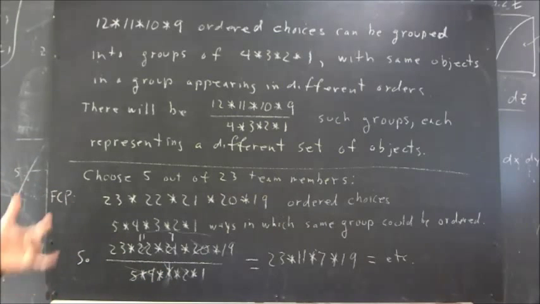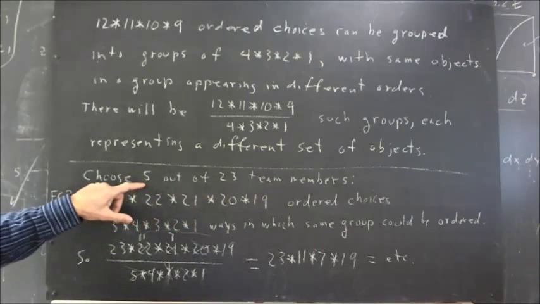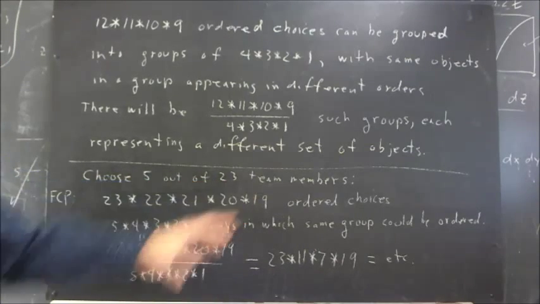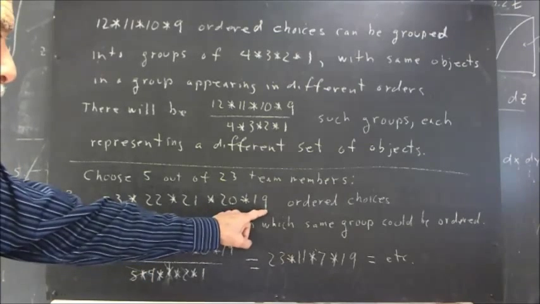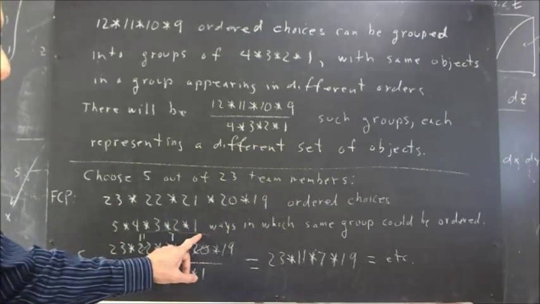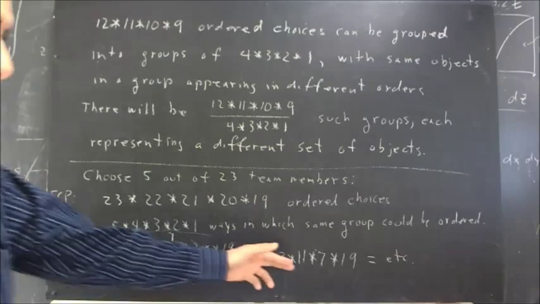But that's how we answer the question of how we choose the 5 out of 23 team members to be on the floor. Once more, this many ordered choices, this many ways to order any given choice, any given set of 5, and we divide to get the final result.